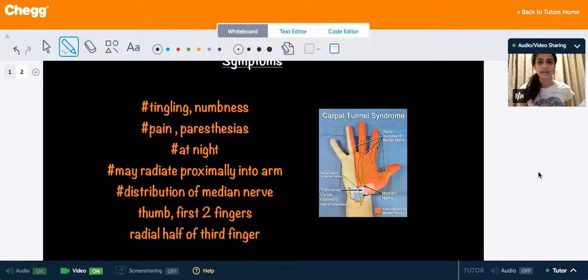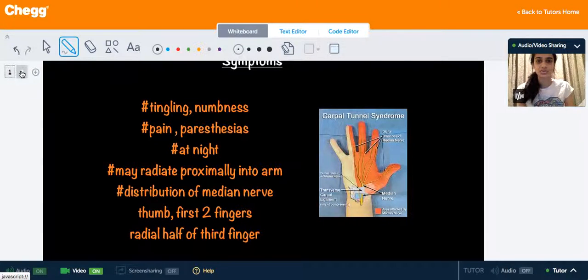And the pain most commonly occurs at night, and it can sometimes radiate proximally to the forearm. So proximally means it's coming closer to the body. So the pain can sometimes radiate to the forearm, and this is the typical distribution of the pain, as per the median nerve distribution. A common way to remember it is the first 3.5 digits is what is affected on the palmar aspect.